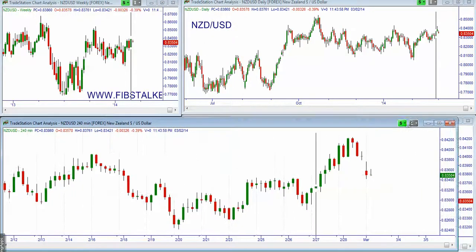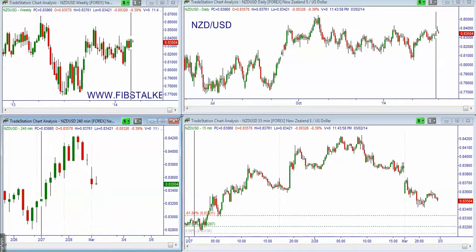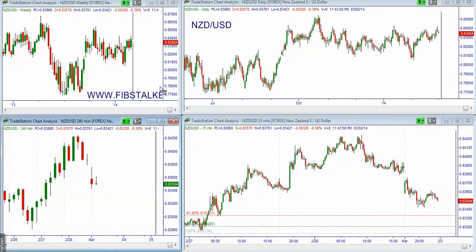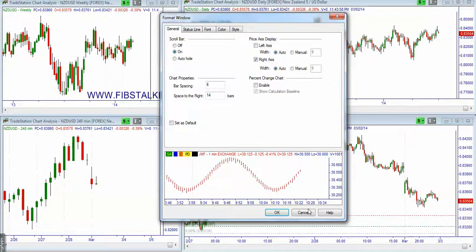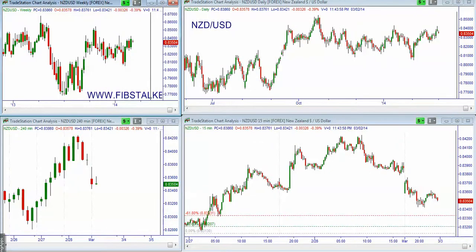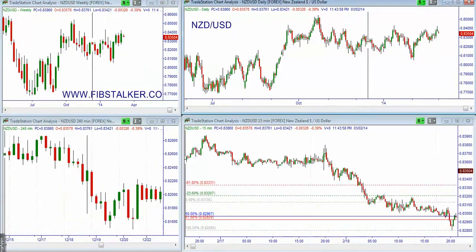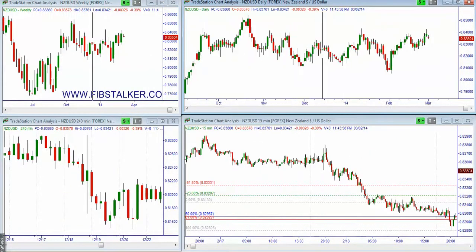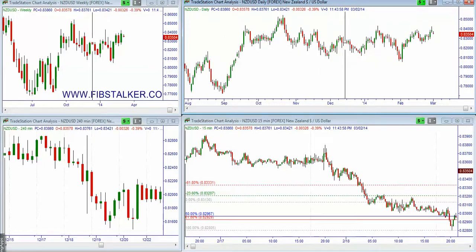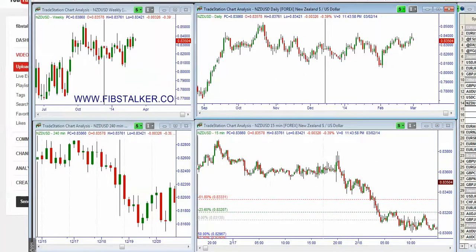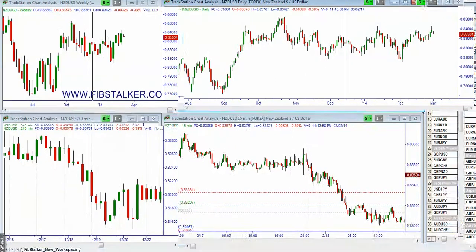Moving to the New Zealand dollar versus the US dollar here, I want to show you the latest development. This market gapped as well today, like a number of other markets like the S&P 500 and gold as well. So it's important to identify a few important levels here.